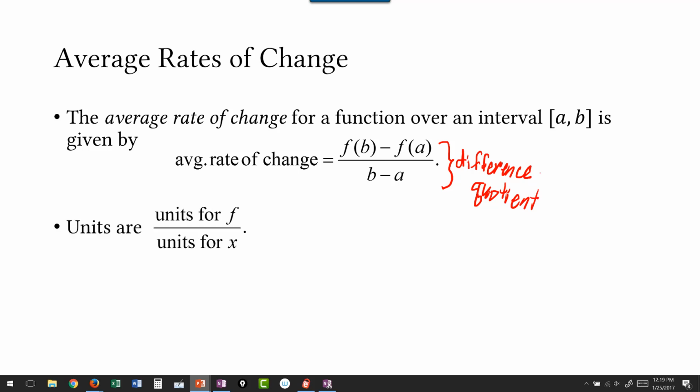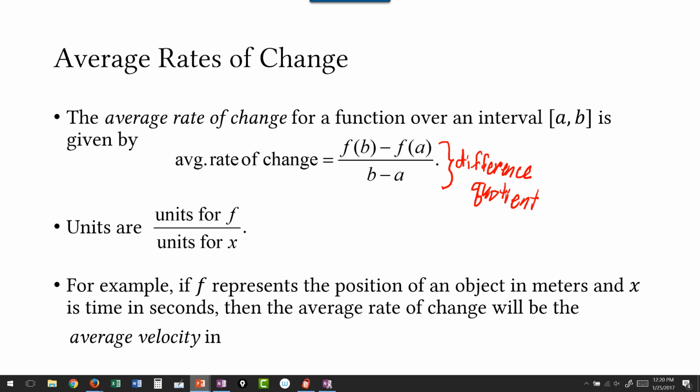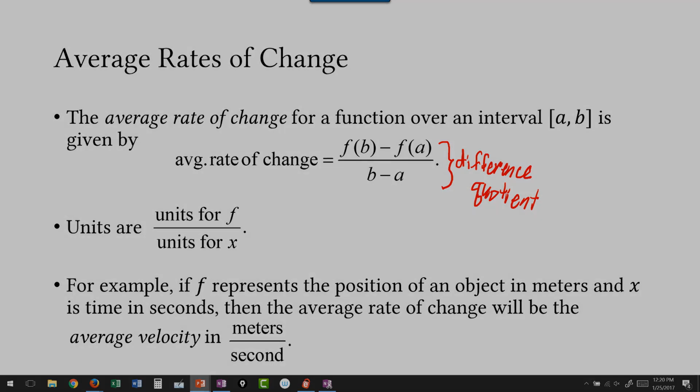The units for an average rate of change are always the units for your function f over the units for the variable x. So as an example, if f was position and the units were meters, and if x was our variable and it represented time in seconds, then the average rate of change would always have the units for average velocity, or meters per second.